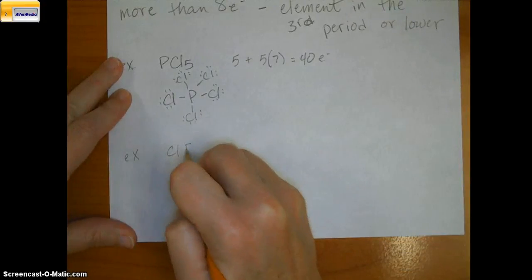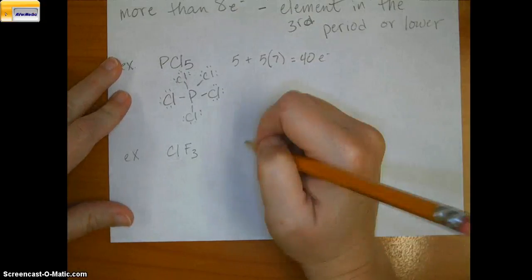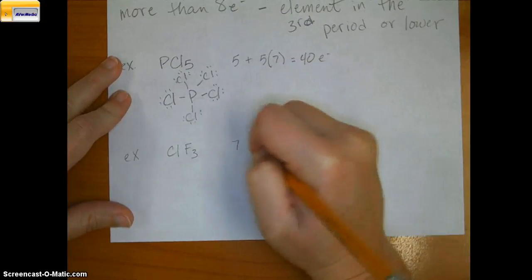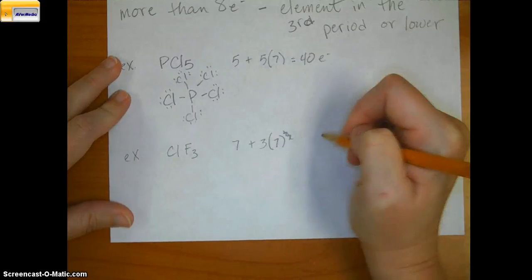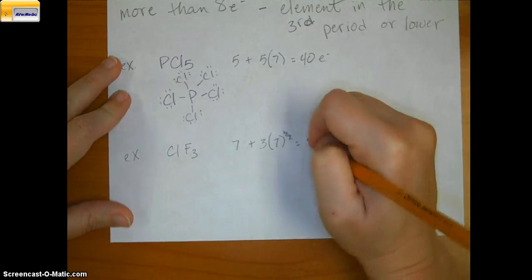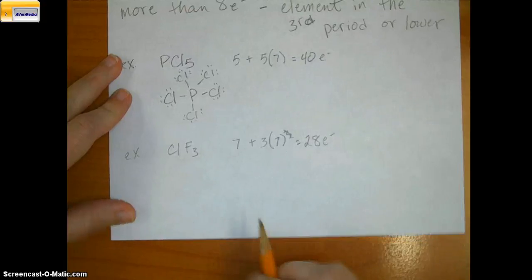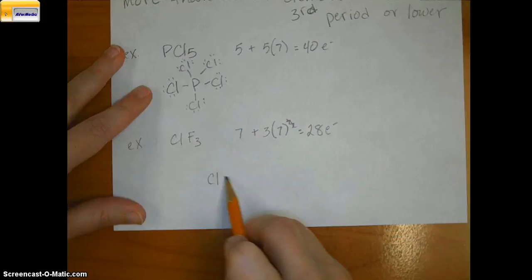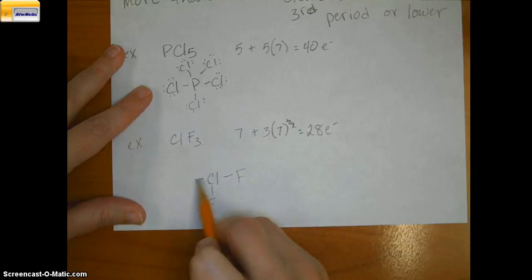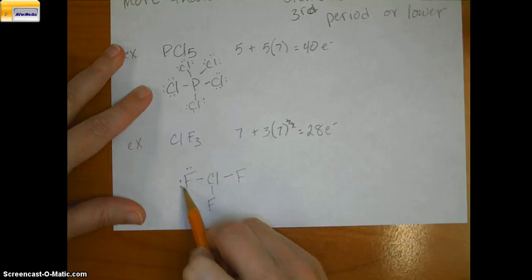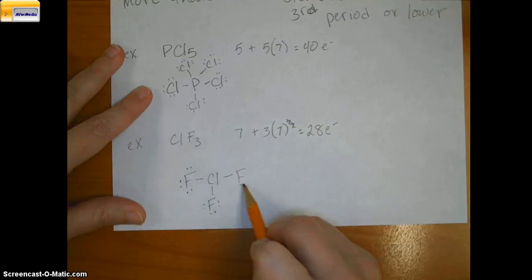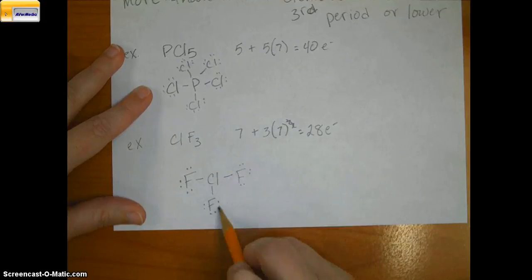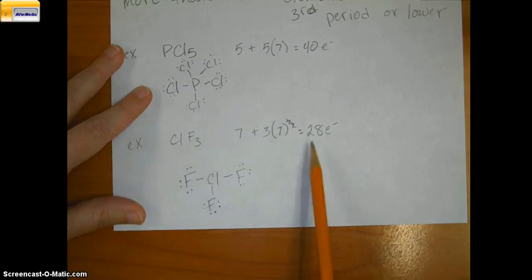So chlorine trifluoride, okay, if we add up our electrons here, we have 7 from the chlorine plus 3 times 7 for each of the fluorines is a grand total of 28 electrons, okay? Chlorine's by itself, so it's going to go in the middle. We're going to single bond the 3 fluorines, put our lone pairs on the fluorines, so right now we've used 24 electrons. We still have 4 more electrons that we need to put somewhere.